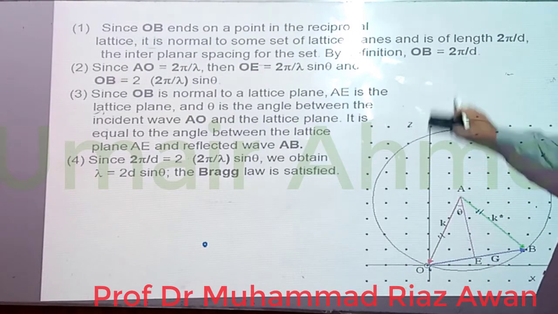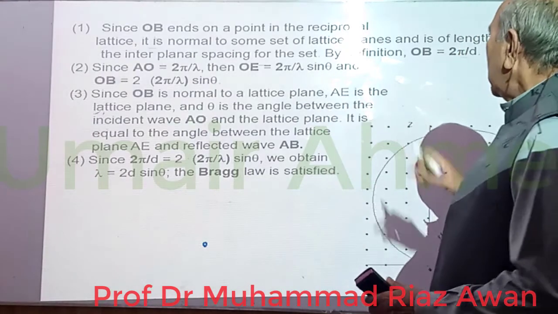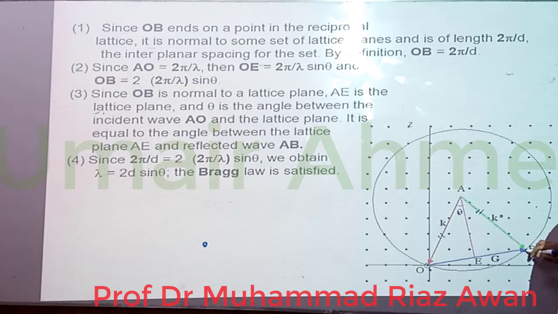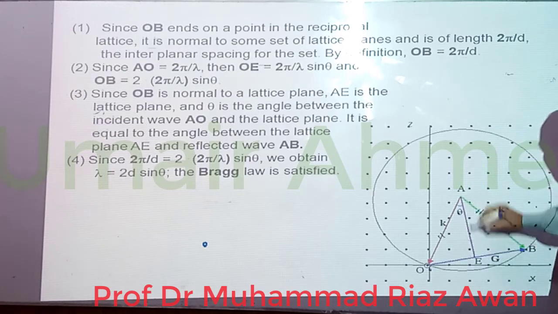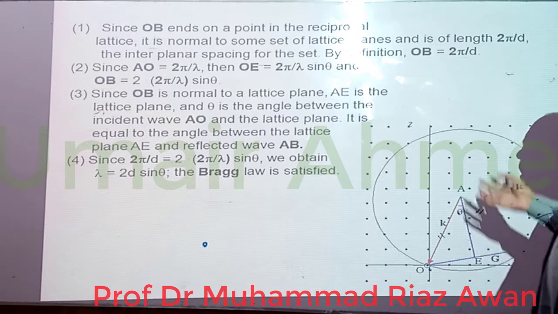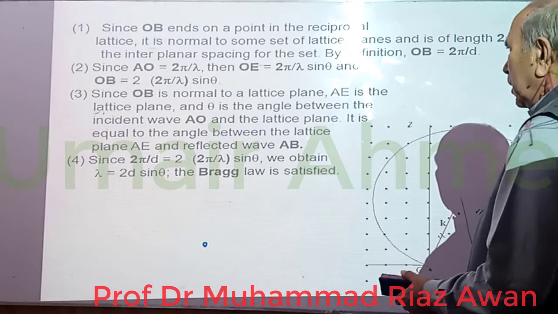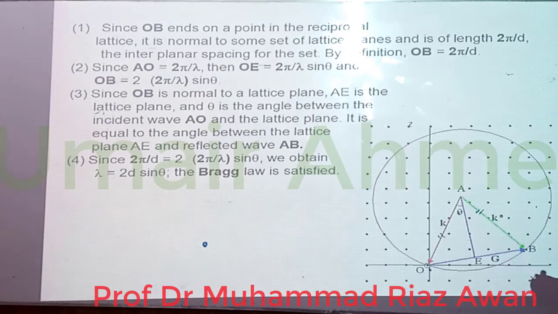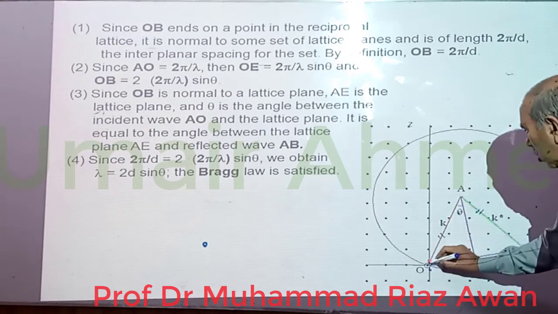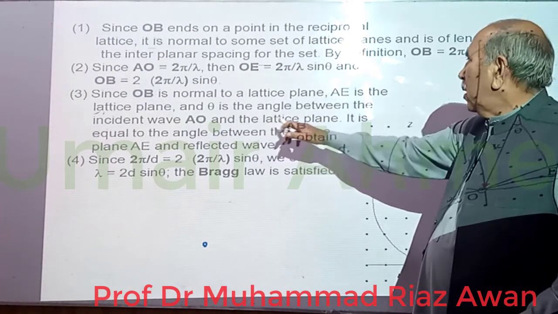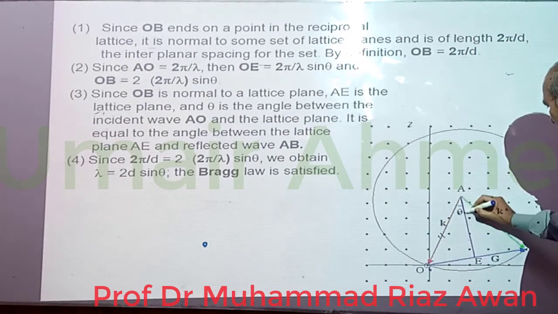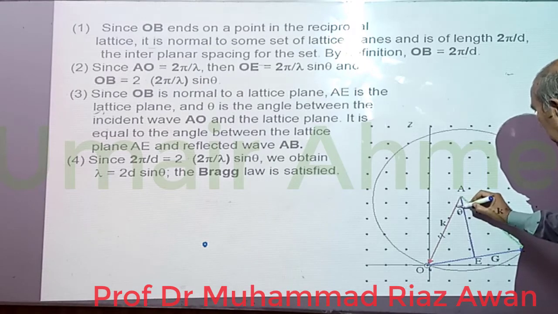Now, you can see, since OB is normal to the lattice plane, OB is a reciprocal lattice vector, it will be normal to a certain set of planes. AE is the lattice plane, it is normal to AE. So I will say the lattice plane will be AE, or a plane parallel to AE, and theta is the angle between the incident wave vector AO and the lattice plane. This is the lattice plane. This is the angle theta.